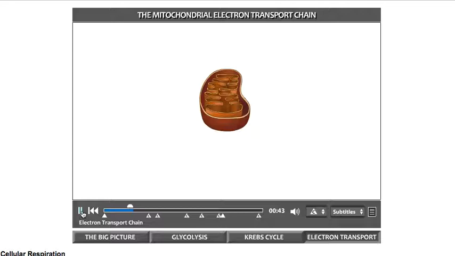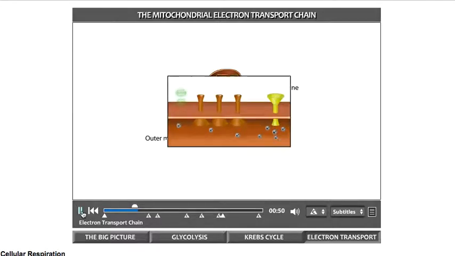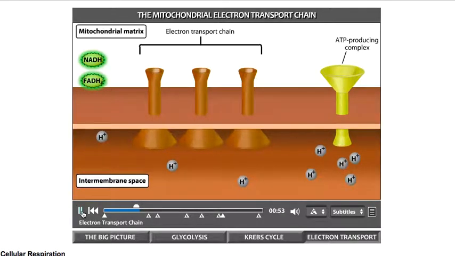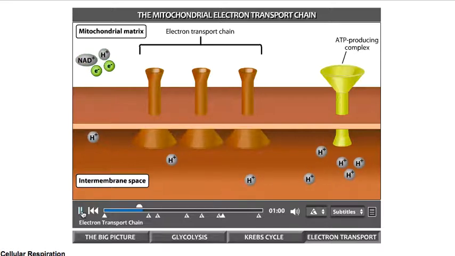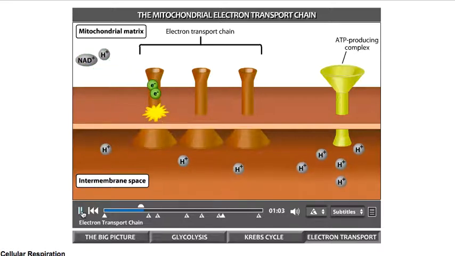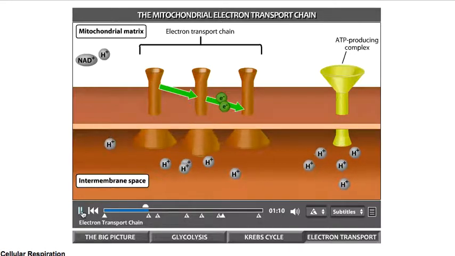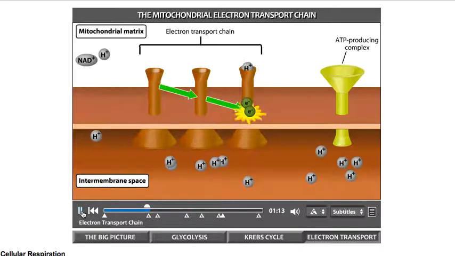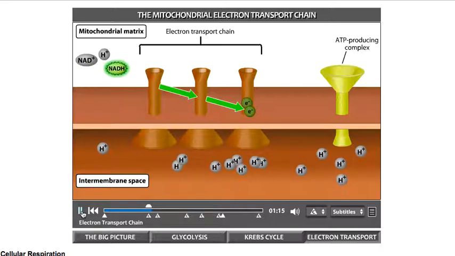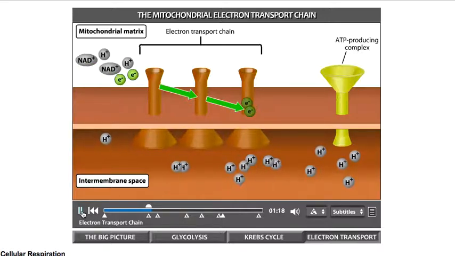The mitochondrion has 2 membranes, an outer membrane and an inner membrane, and is essentially a bag within a bag. The proteins of the electron transport chain reside in the inner membrane. Both NADH and FADH2 donate electrons to the chain. We will use NADH as an example. As electrons move from one complex to another in the chain, they transfer some of their energy to proteins that pump protons, also known as hydrogen ions, across the membrane. With each transfer, the electrons lose energy, which is used to pump more protons.